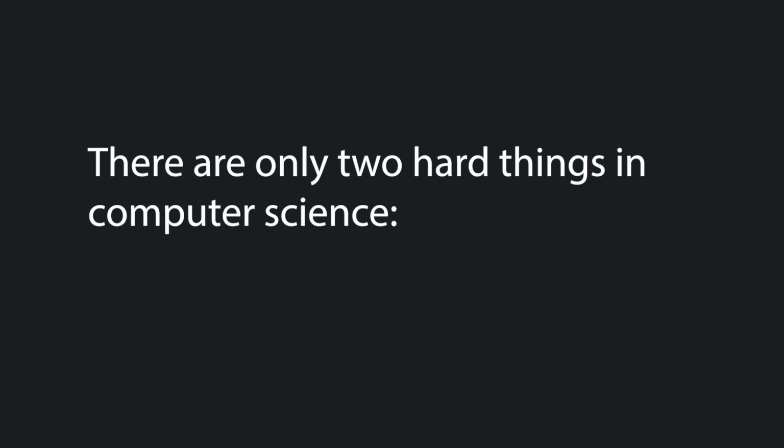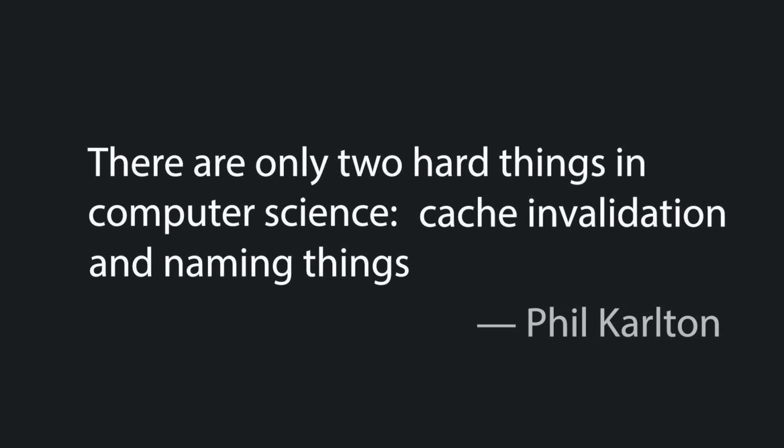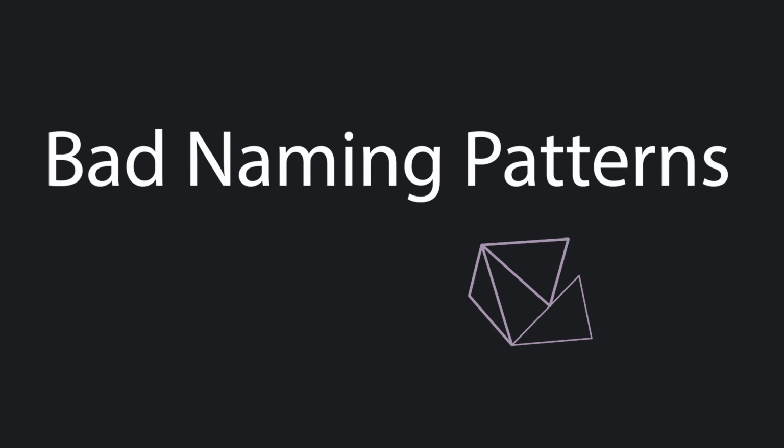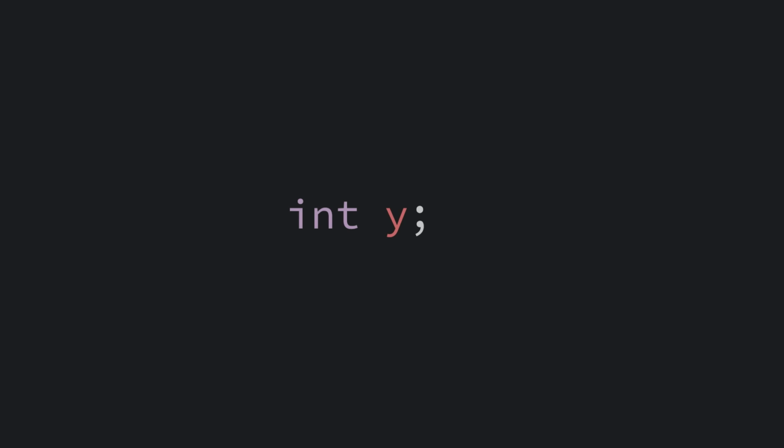The classic quote is, there are only two hard things in computer science, cache invalidation and naming things. I do agree that these are hard to get right, but they're also easy to get wrong, and we can get 80% of the way by avoiding bad patterns. We're going to talk about what I consider to be bad naming practices, practices that if you avoid, you'll force yourself into better naming. The classic first example you'll see is, you shouldn't name variables with a single letter.